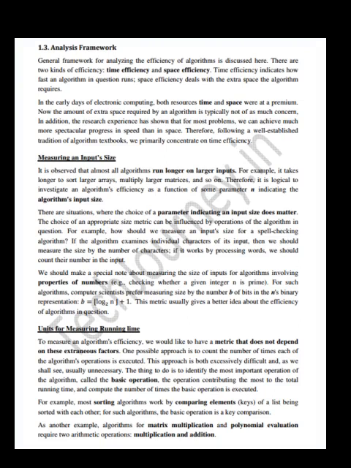Now let us see the analysis framework. The general framework for analyzing the efficiency of an algorithm is discussed here. There are two kinds of efficiency: time efficiency and space efficiency. Time efficiency indicates how fast an algorithm in question runs. Space efficiency deals with the extra space the algorithm requires.